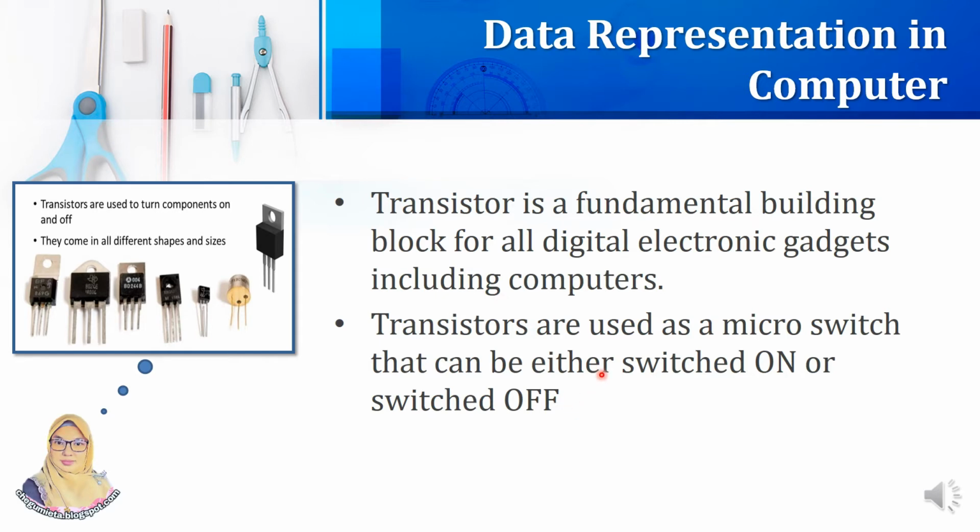So the on and off states are involved in a component named transistor. A transistor is a fundamental building block for all digital electronic gadgets, including computers. Transistors are used as a micro switch that can be either switched on or switched off. You can find a lot of transistors in the processor in our laptop or personal computer, the CPU, or sometimes we call it a processor. We have a lot of transistors on that component.